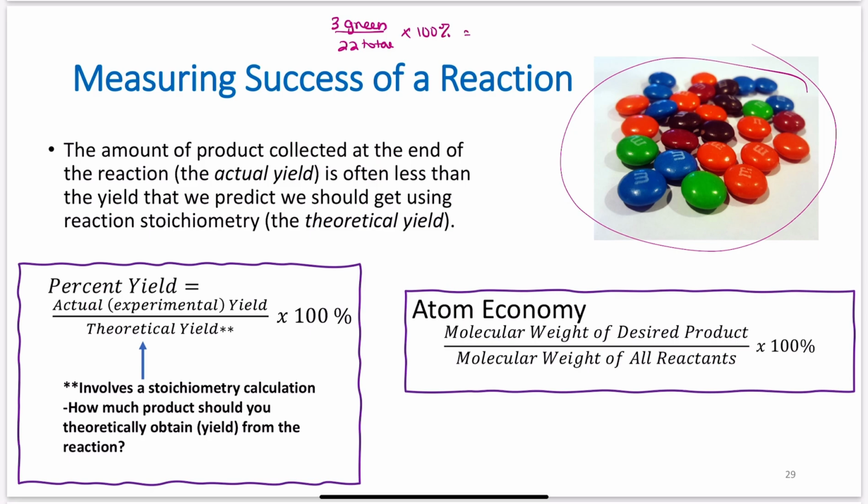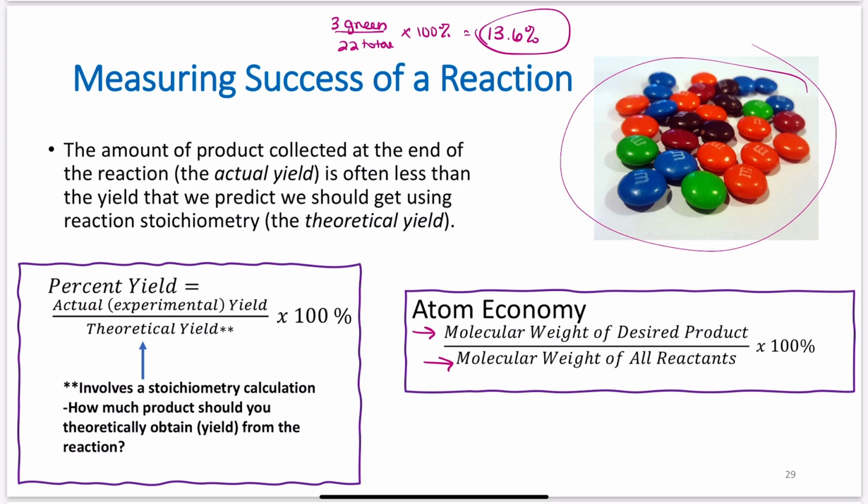times 100%. Molecular weight of the desired product, molecular weight of all the reactants. Now we're just saying that the molecular weight is 1 for each M&M, but 3 divided by 22 times 100. This gives me 13.6%. It's not very efficient on the reaction, right? I'm making all these M&Ms, but I'm only going to take the green ones out. Well, that's not a very efficient way to do it. I should find a better pathway. That's what atom economy is looking at.